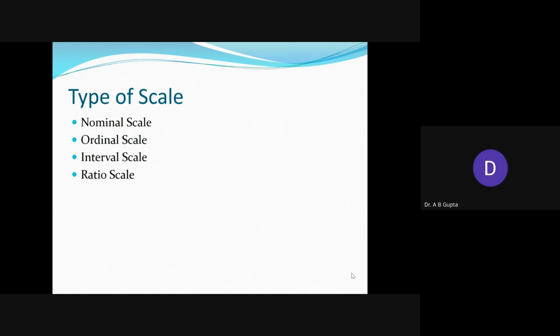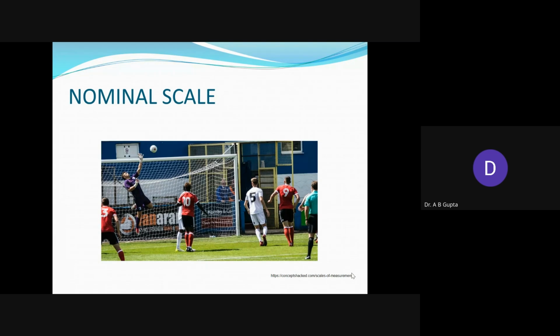So what is the nominal scale? Okay, see, in nominal scale you have got certain data, certain people, say for example, certain players. When you are selecting the nominal scale, you are just categorizing the data. For example, there are 10 players, and you want to identify who is this player, who is this player. So you are just categorizing this data. You are assigning certain symbols.